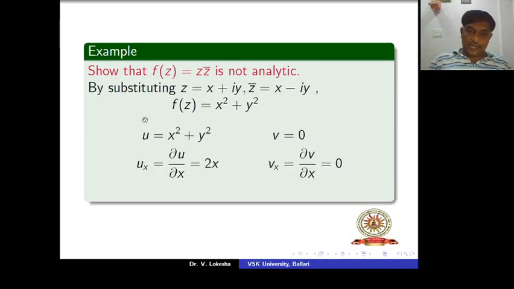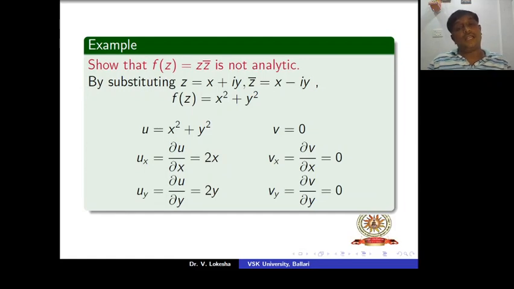The partial derivative with respect to x gives 2x here, and v_x = 0 and v_y is also 0. u_x is not equal to v_y, which means definitely the function is not analytic because it doesn't satisfy the Cauchy-Riemann equations.